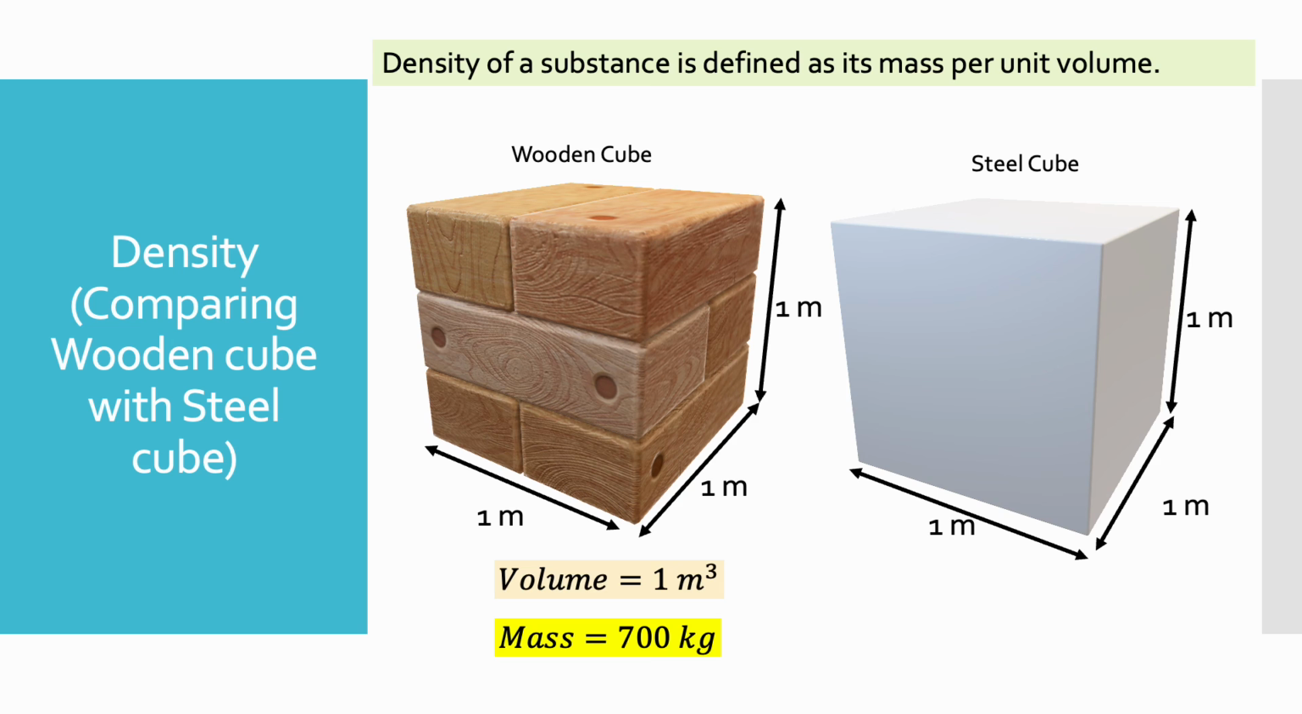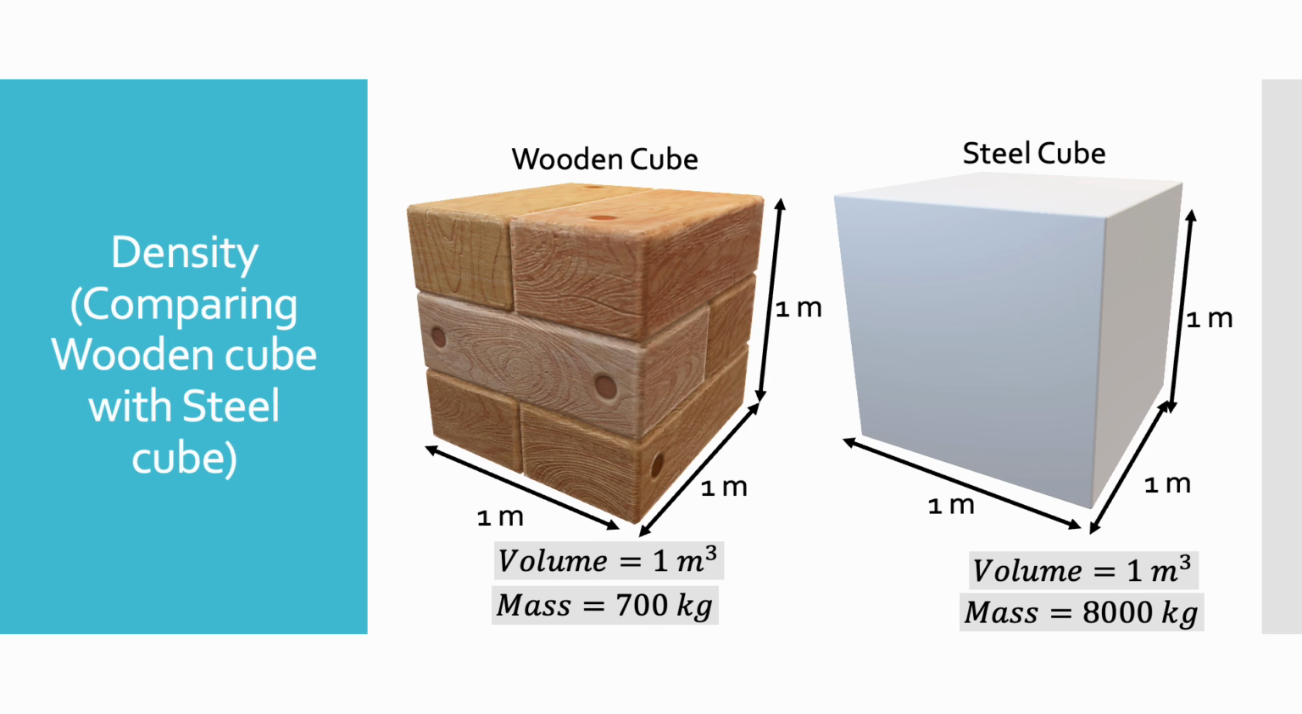But when we look at their masses, things start to look different. The wooden cube has a mass of 700 kilograms, while the steel cube has a mass of 8,000 kilograms. That's a big difference. So even though the size is the same, the steel cube is much heavier. Why? Because the particles in steel are packed much more tightly than those in wood. This is where density comes into play, and we will calculate it in the next slide.